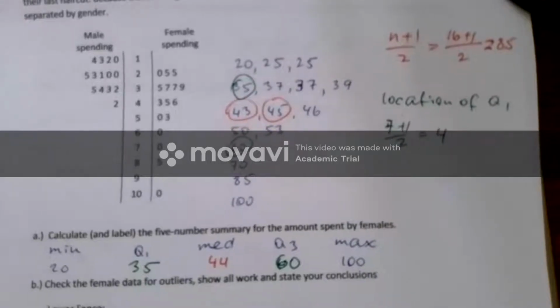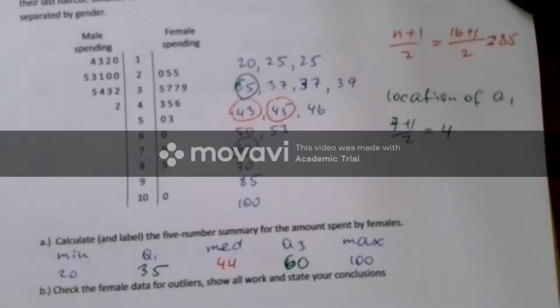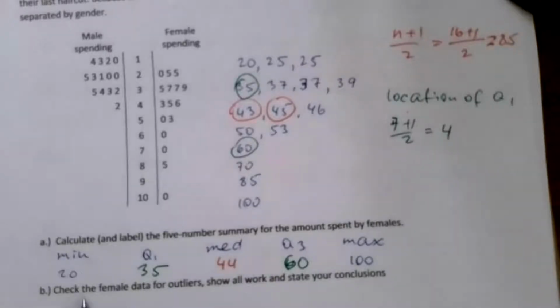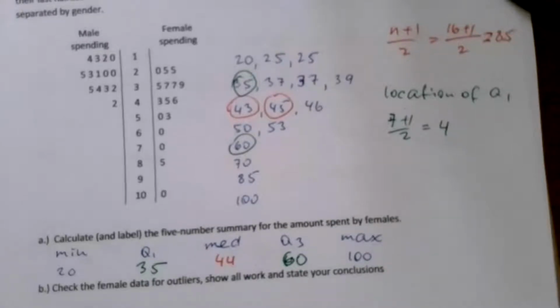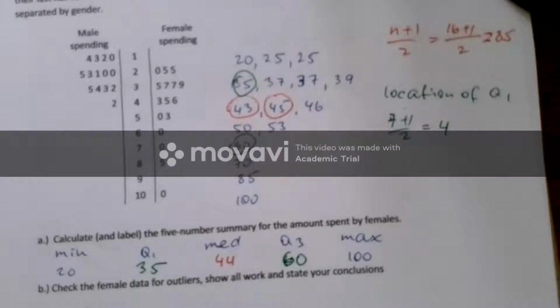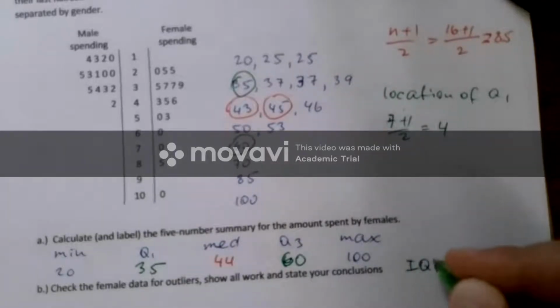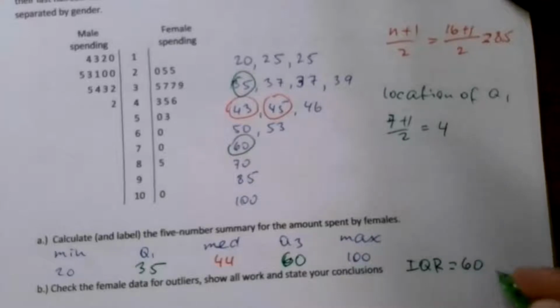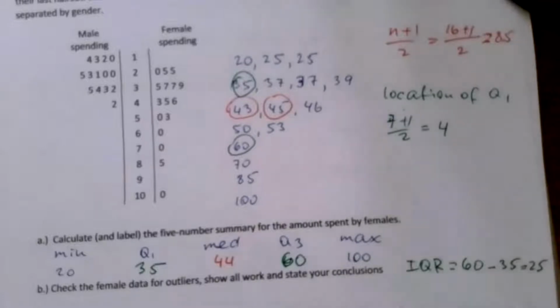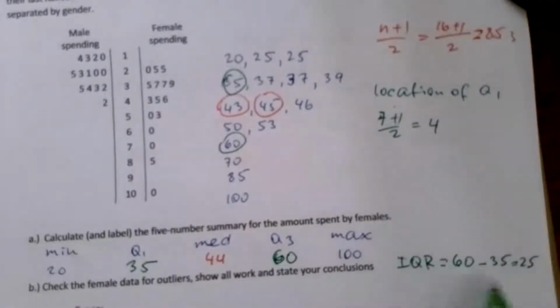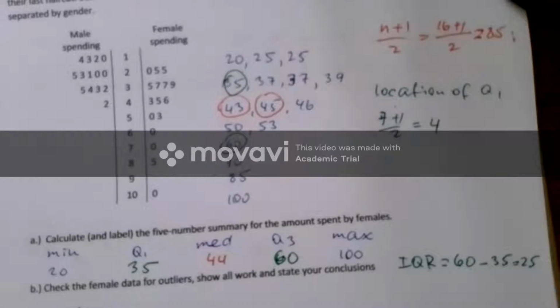So Q3. All right. So we need, in order to calculate the lower fence and the upper fence, that's where the whiskers stop. We need to calculate our IQR because those values depend on the IQR. So IQR is 60 minus 35, and that will give us 25. The IQR is 25. Okay.